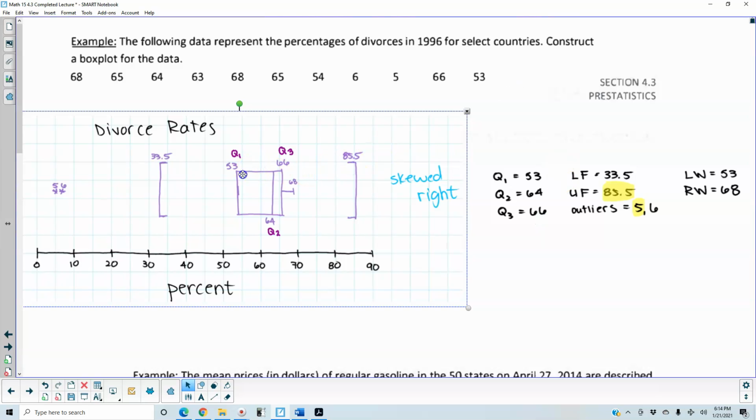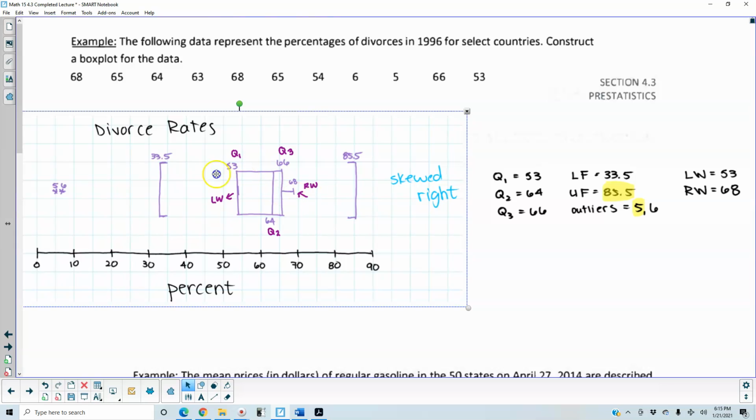So now we have our box. Now we need to find out our LW, which is our lowest number that's in the data set, and RW, which is the largest number that's in the data set. So we can see here that 68 represents the RW, and 53 is the lowest number in our data set, which is also quartile 1. So therefore you can see here that this also represents the lowest number in our data set.